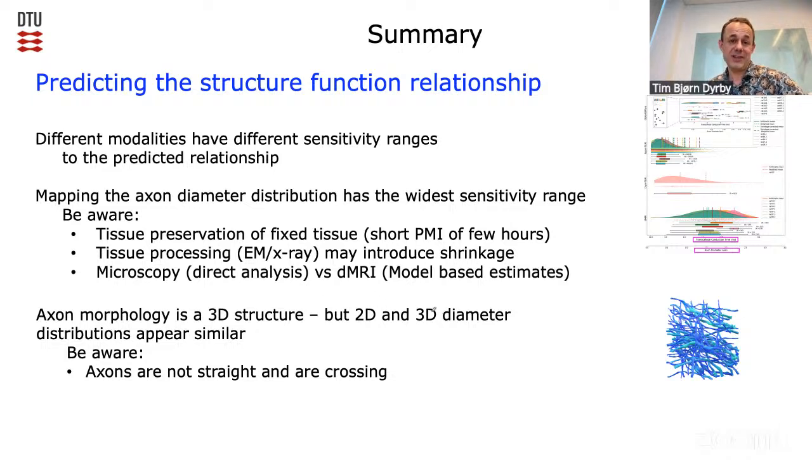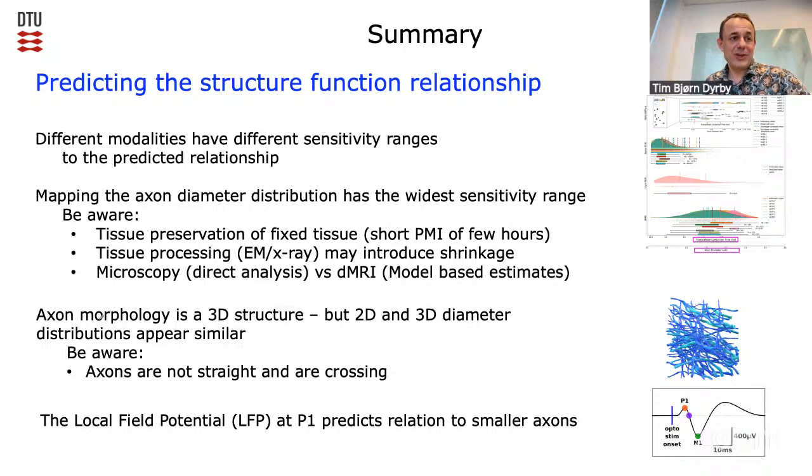So that means that we actually can use all the axon diameter histograms that have been done for many years. But we need to be aware that these metrics are affected by the morphometry of the axons. So that is what you can handle with 3D structures. And they're not straight, and they are crossing.